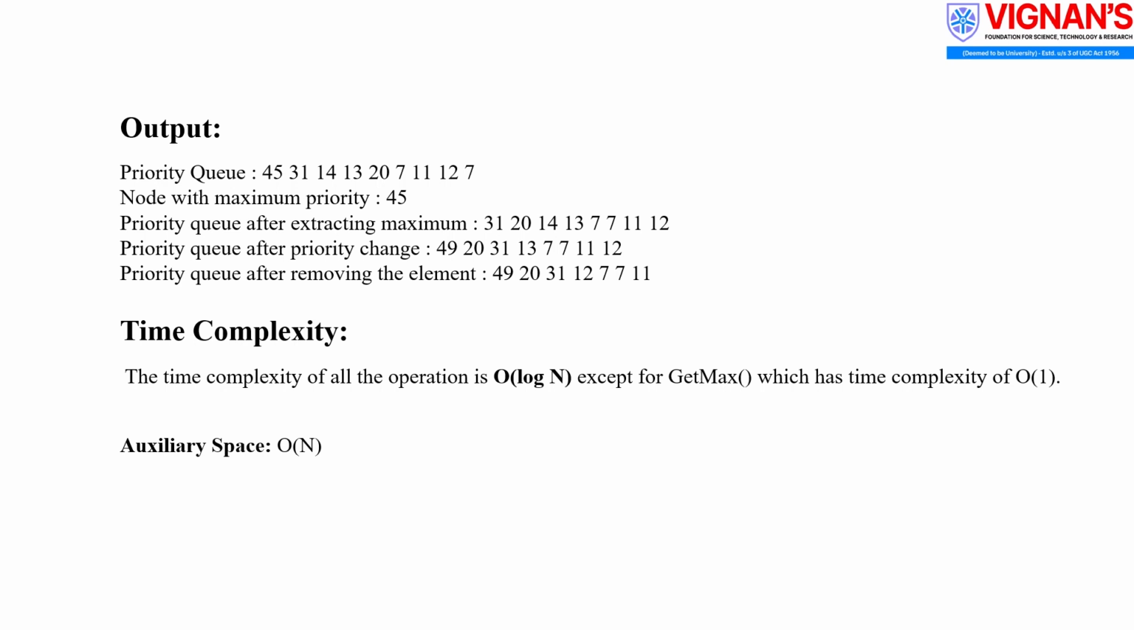All operations such as insertion, deletion, extraction, and priority change take log n time. Finding the maximum element takes constant time. The auxiliary space used is order of n.